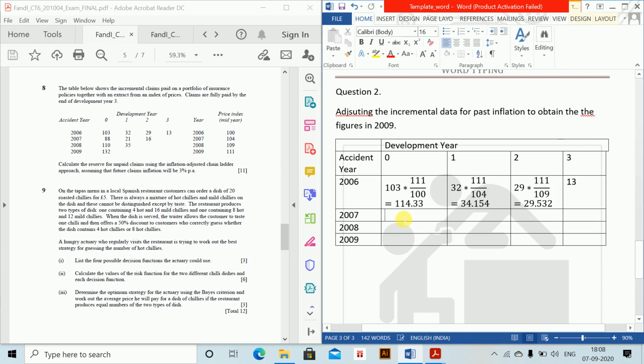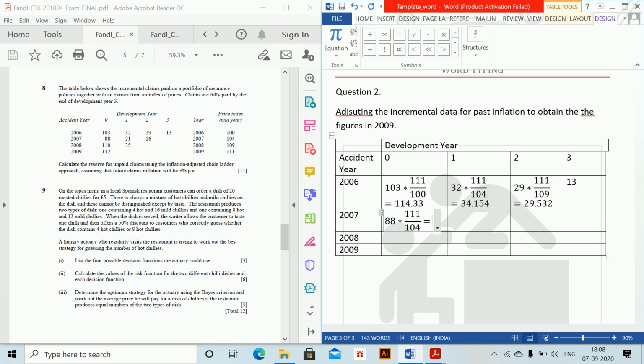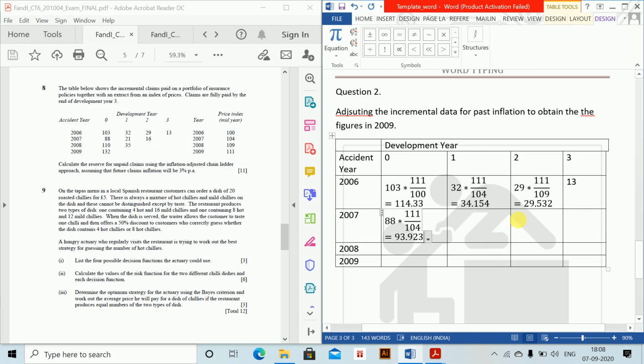Okay, and then 2007 it is 88 into 111 by 104, which is equals to 93.923. Then this is equals to 21 into 111 divided by 109, which is equals to 21.385.